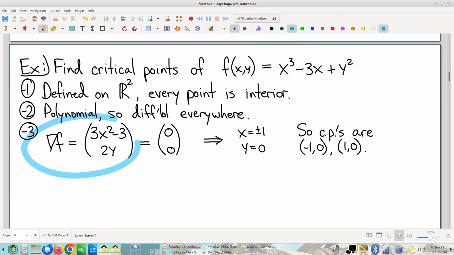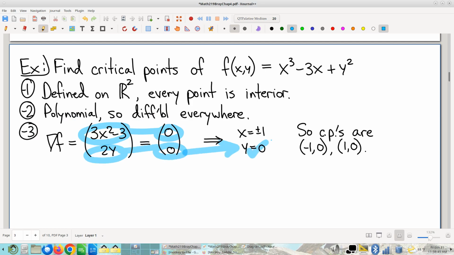So I compute the gradient, set it equal to 0, and now I've got an algebra problem. Notice I'm looking for points where that is equal to 0 and that is also equal to 0. And conveniently, the second condition obviously means y is 0. The first condition obviously means x has to be plus or minus 1. And so we found 2 critical points, both from the third condition and none from the first 2 conditions. Okay. How we doing? Is everybody happy?